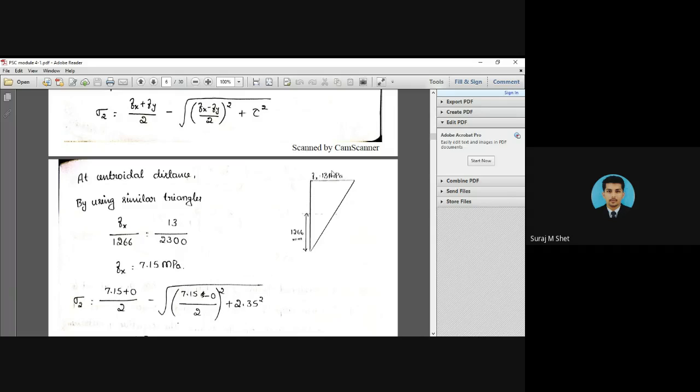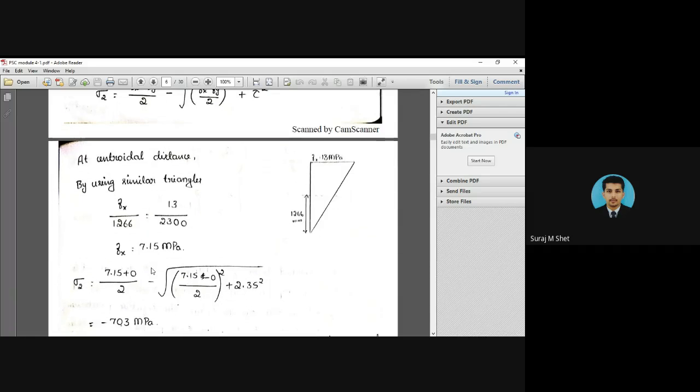triangles. So what is the Fx value? Fx is the unknown value. The unknown Fx divided by 1266 equals 13 MPa divided by the overall depth. The overall depth is how much? 2300. I hope you understand. From here to here the total distance is 2300. I want to calculate Fx here. So Fx divided by 1266 equals 13 kilonewton divided by the overall depth. After cross multiplying, I calculate the Fx value.